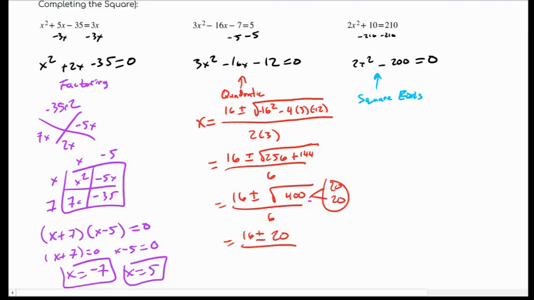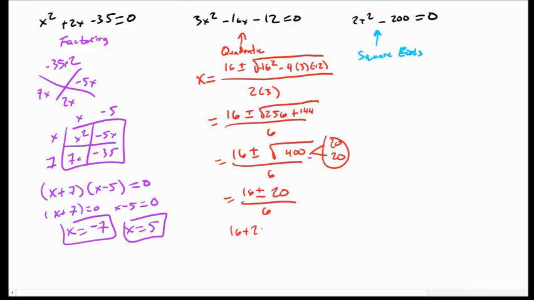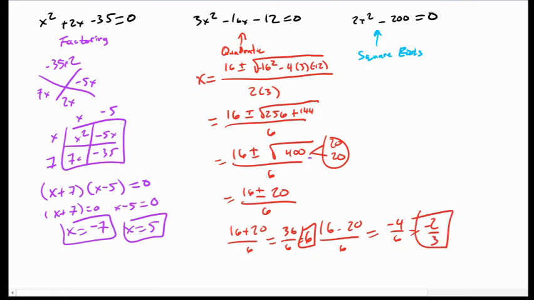Okay, not too bad. I guess I probably could have used a different method, but we'll go ahead and simplify this. So then this becomes 16 plus 20 over 6 and 16 minus 20 over 6. So the first answer is 6. The second answer is negative 4 over 6, which becomes negative 2/3. So yeah, probably could have factored that one, but just showing the quadratic formula is good.